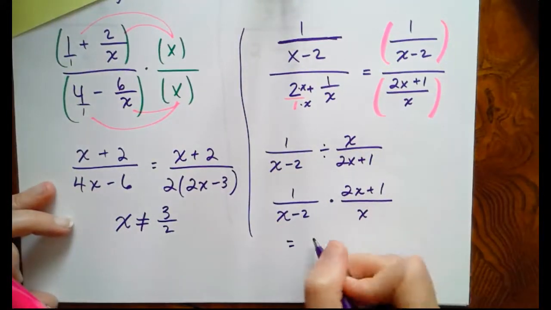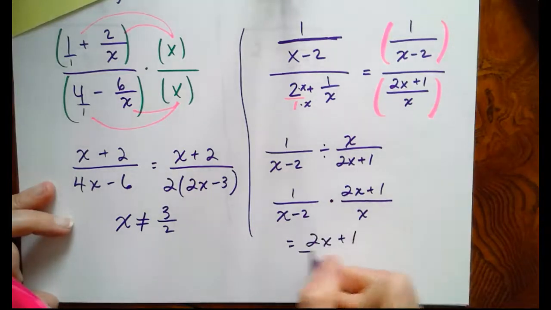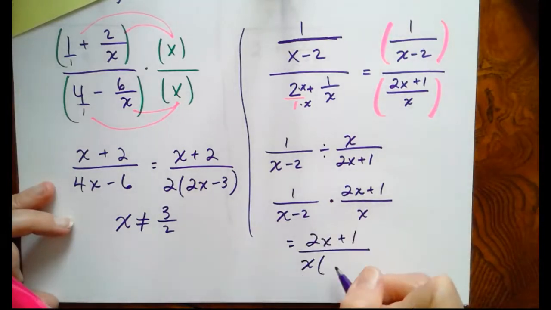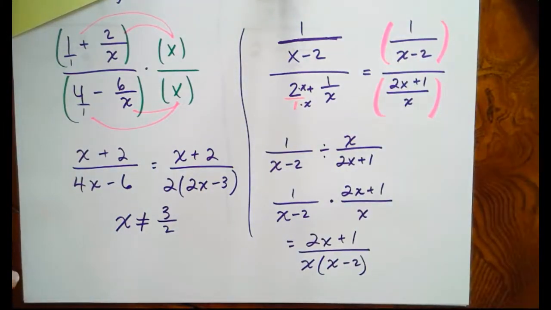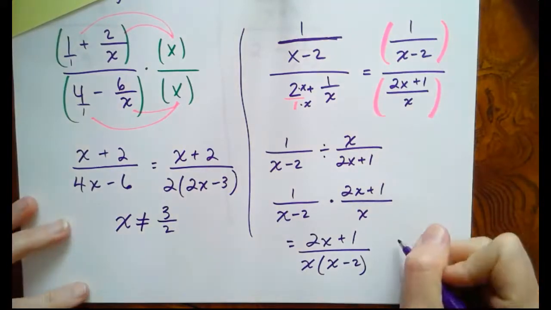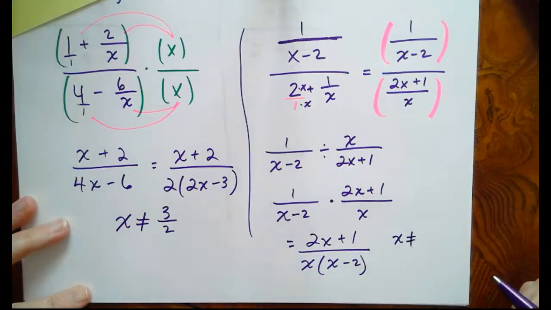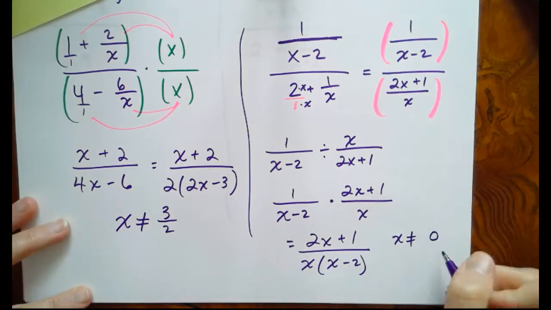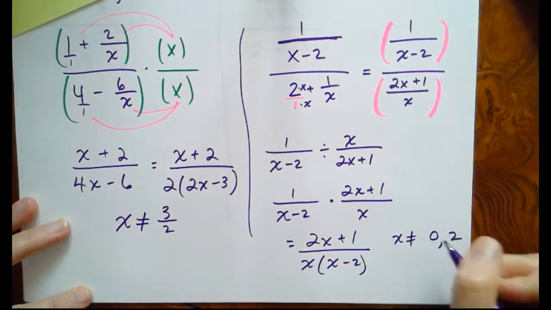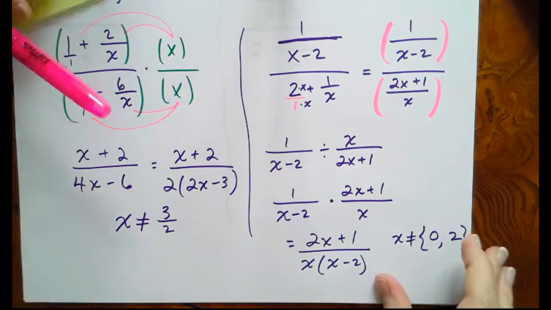1 times 2x plus 1 is 2x plus 1 over x times x minus 2, which was the common denominator that I mentioned earlier. So that's a second way to do this problem. From here, your restricted values, x cannot be 0 or 2. There you go.